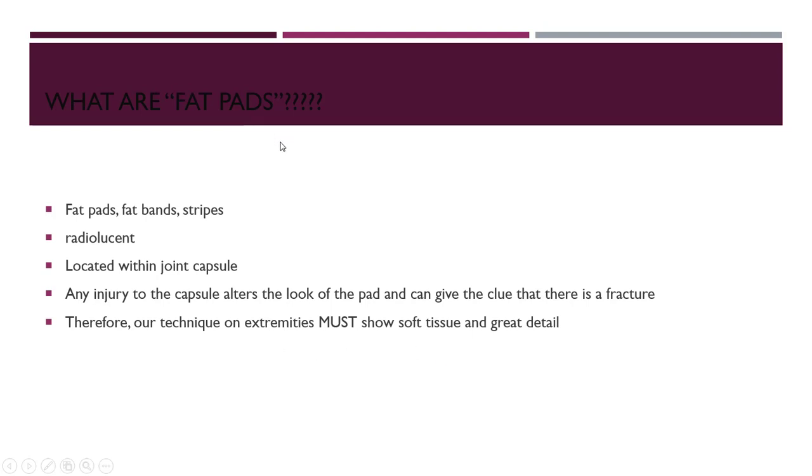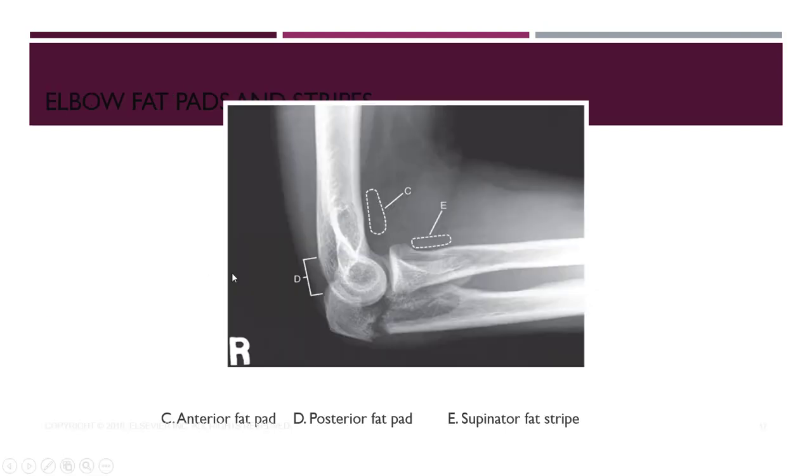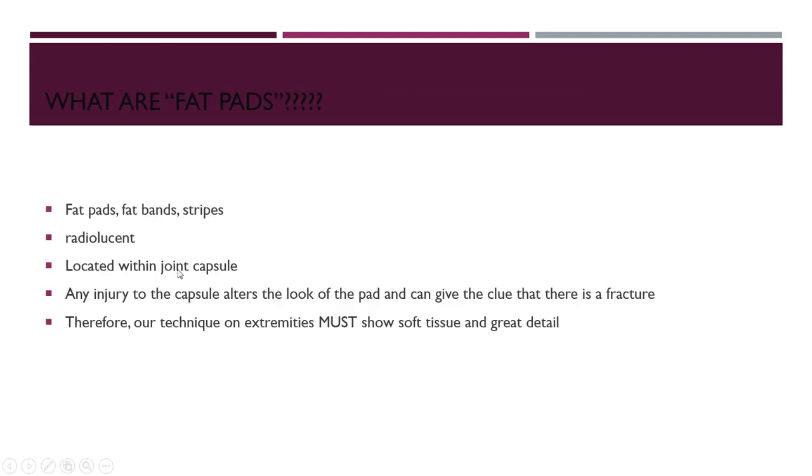The other thing we have to be cautious of when we're taking the x-rays is we like to see those fat pads. Those fat bands or stripes, they're radiolucent and they're going to be located by the joint capsule. A lot of times if we have injuries, these are going to be inflamed or enlarged. So when we're looking at the x-ray, you want to make sure that those fat pads are included. Usually you can tell if there's a fracture taking place because of the inflammation around those fat pads.